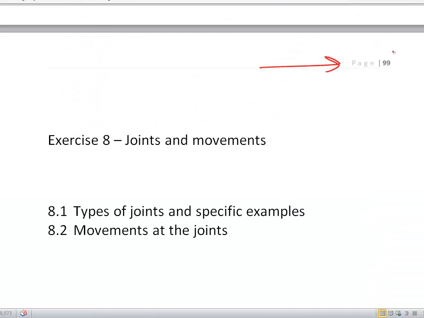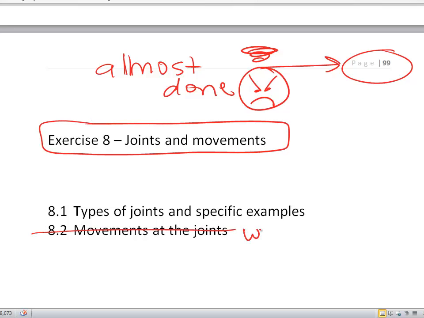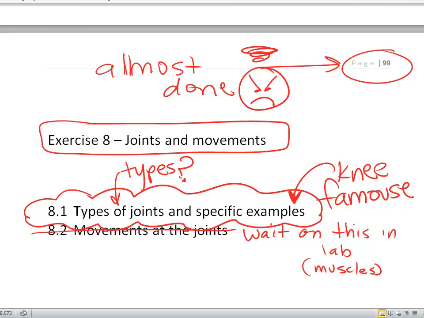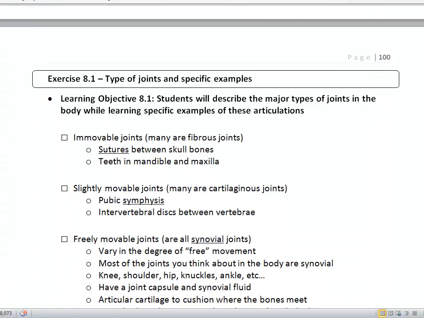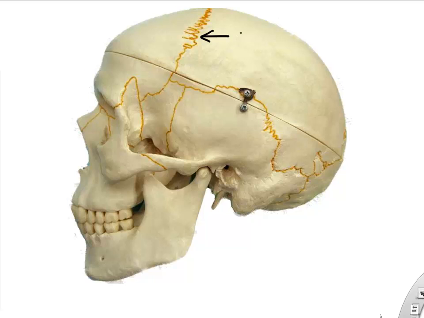Finally, we wanted to finish up with joints. I wanted to point out that 8.2 movements at the joints, we're going to wait and do that with the muscles. So we're just going to focus on types of joints, and we'll look at some examples of joints, the knee being a famous one. No E in famous. So knee is a famous one. We're going to learn the parts of the knee. So again, follow along in your lab manual. There are some immovable joints in our body. The most famous ones are probably the sutures in our skull.